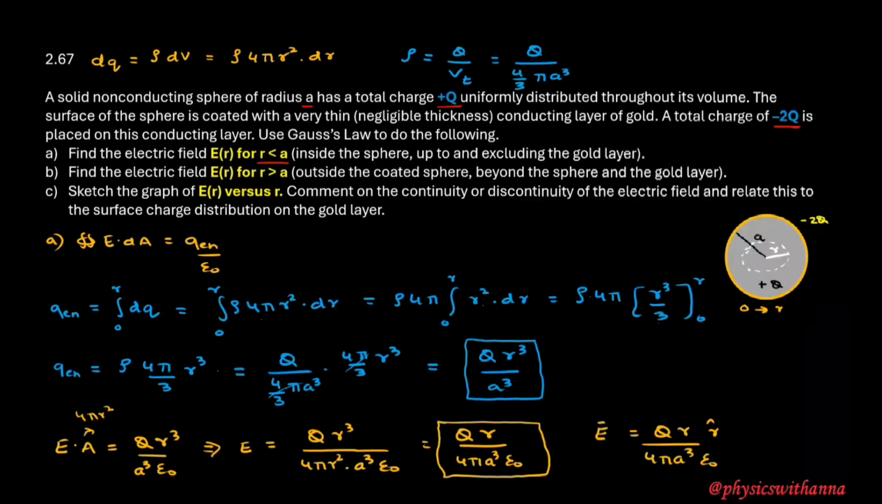The electric field is pointing radially outward. Now this electric field is directly proportional to R. So if you were to plot a graph of electric field versus the distance R from the center, electric field value will keep on increasing until you reach the radius A.